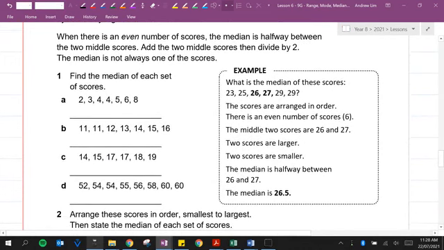When there's an even number of scores, the median is halfway between the two middle scores. So what we're going to do is add the two middle scores and then divide it by 2. And the median is not always one of the scores. So what do we mean by this? If I were to say, I'll get rid of the smallest and the largest, next smallest, next largest, next smallest, next largest, 4 is left. The median is 4.